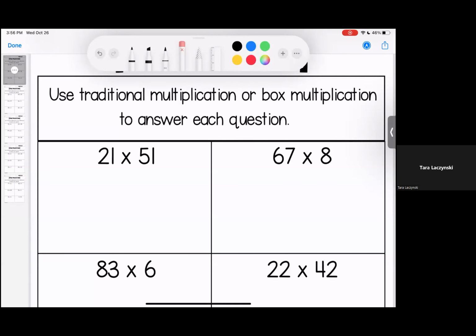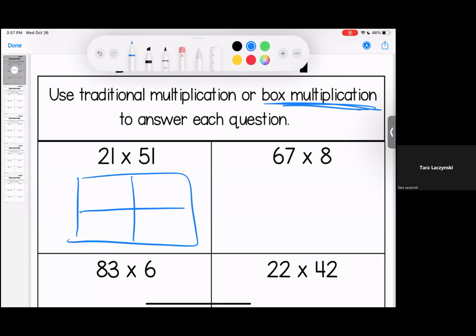Hey, sweet faces. This is your homework review video for this week, focusing on box multiplication. So if you were hoping to see traditional, please go ahead and switch videos. If you were hoping for box, then you are in the right place.